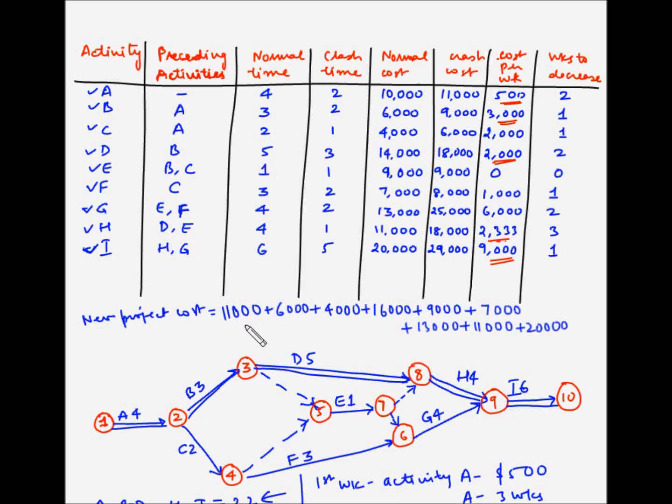So now let's add it up. So 11 plus 6 is 17, 17 plus 4 is 21, 21 plus 16 is 37, 37 plus 9 is 46, 46 plus 7 is 53, 53 plus 13 is 66, 66 plus 11 is 77, 77 plus 20 is 97. So the total cost is $97,000, and this is when we have incurred an additional cost of 500 plus 500 plus 2,000, which is $3,000. So the normal cost was $94,000, and after crashing and reducing the overall project duration by 3 weeks, our cost has increased to $97,000.